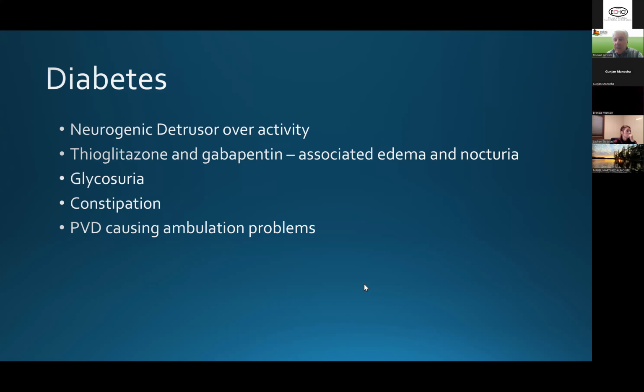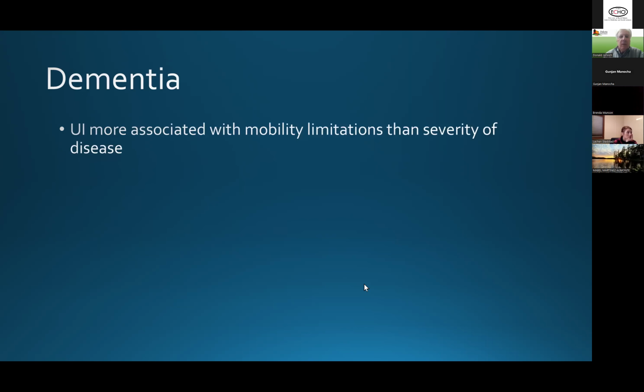Constipation is a big issue, and so always remember that not only for diabetics, but somebody that hasn't had a bowel movement in 3-4 days, thus actually not being called constipation, but rather obstipation, that can be associated with a fecal concretion that pushes the bladder over and causes incontinence. Also, peripheral vascular disease, PVD, can cause ambulation problems and then restrict people from getting to the washroom in time.